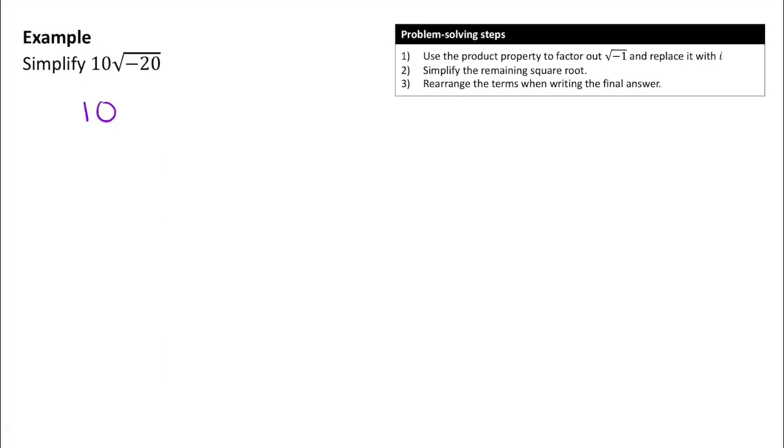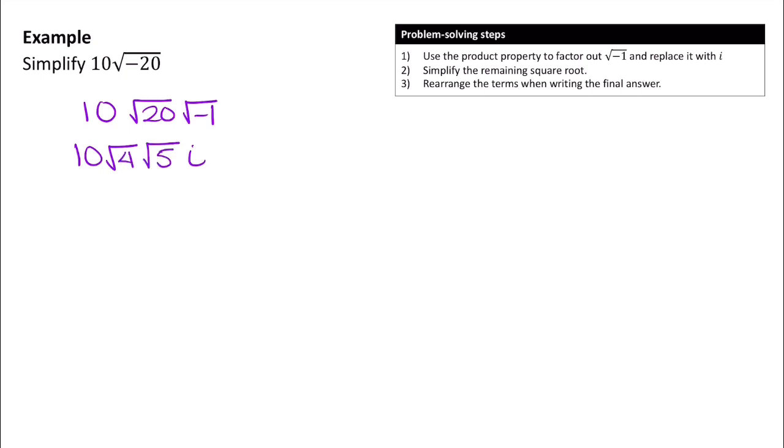So I'm going to leave the 10 in front, and then I'm going to work with that radical. So I have the square root of 20 times the square root of negative 1. Well, the square root of negative 1 is i, and then I still have that 10 in front, but let's think about how to make the square root of 20 better. The biggest perfect square that evenly divides 20 is 4, so I have the square root of 4 times the square root of 5.